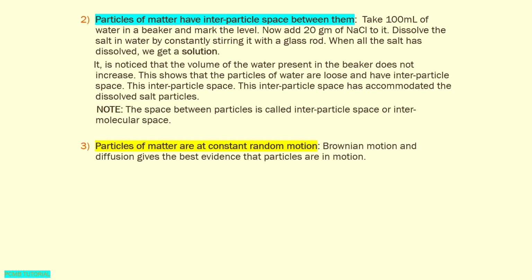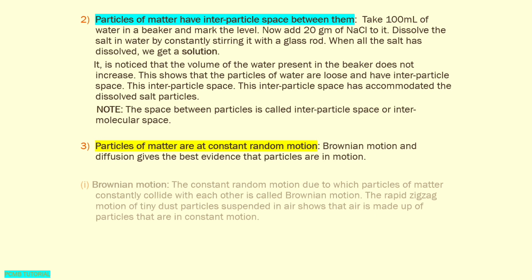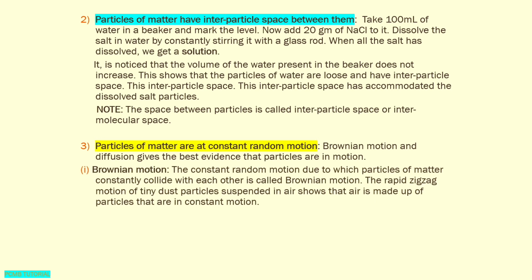Point number 3. Particles of matter are in constant random motion. Now Brownian motion and diffusion are the best examples to prove it. In class 12 there is a chapter called surface chemistry, where we will learn that Brownian motion is a property of colloidal solutions. But for the time being, we just need to understand that the constant random motion due to which particles of matter constantly collide with each other is called Brownian motion.